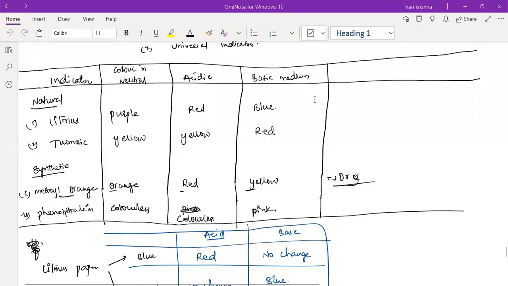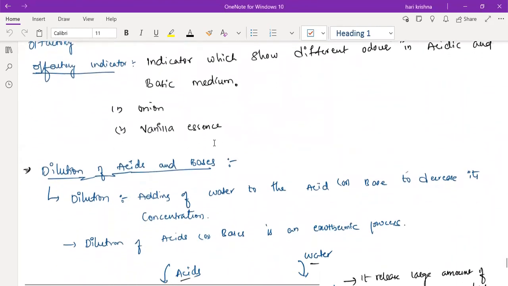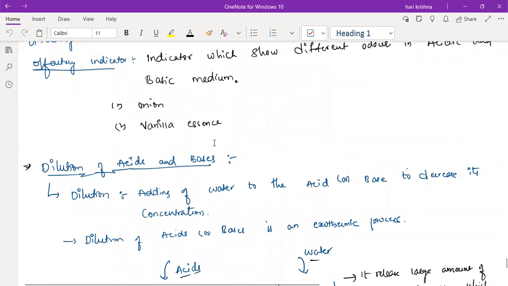Okay, so these are topics we finished in the last class: oxidation, all factor indicators, dilution of acids and bases. Then what is left?